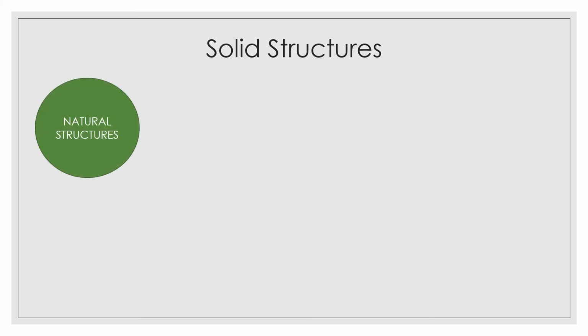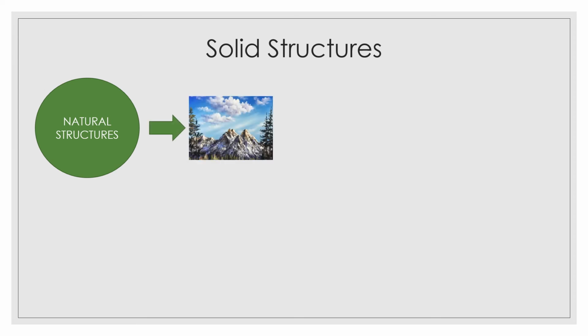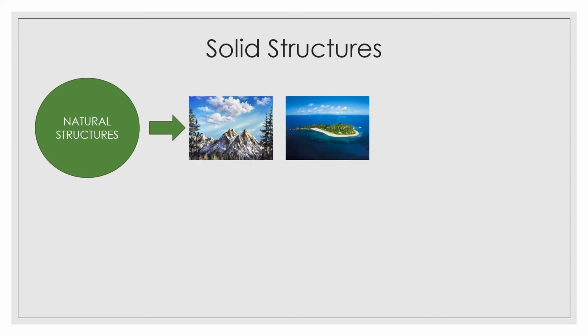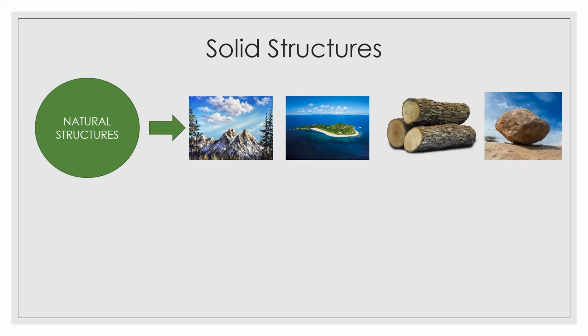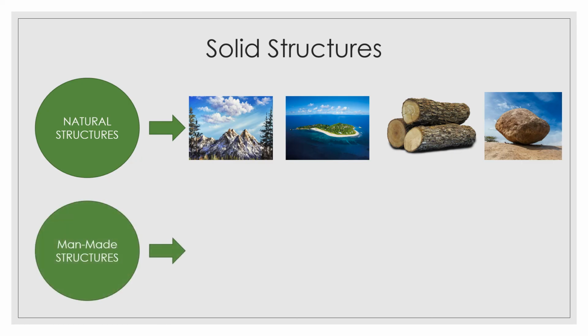Lastly, we take a look at solid structures. Solid structures are completely solid and can support objects, for example, a rock or stairs. Let's take a look at natural solid structures. Mountains, island, logs, or a rock. Now let's take a look at man-made solid structures.